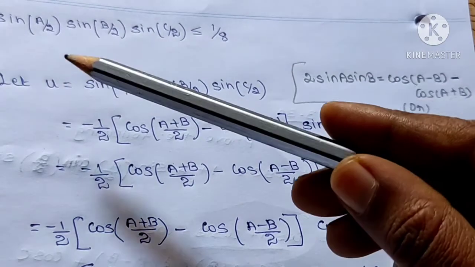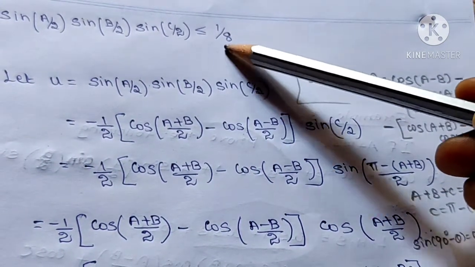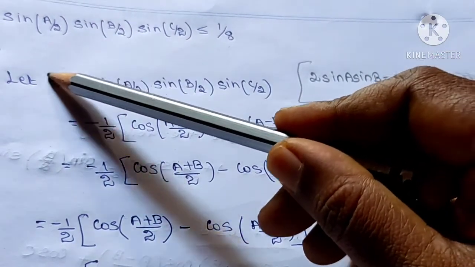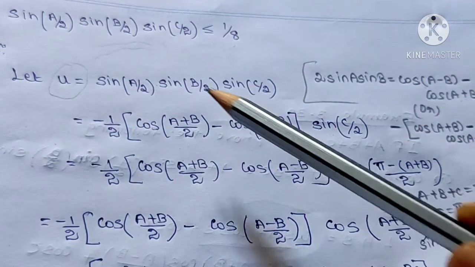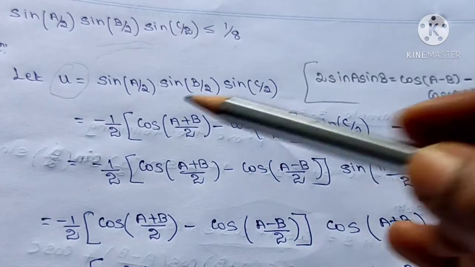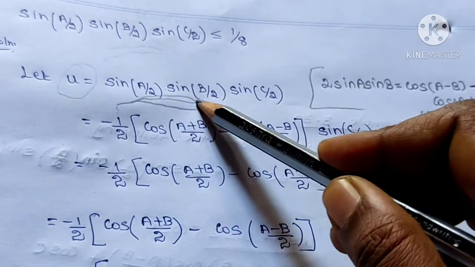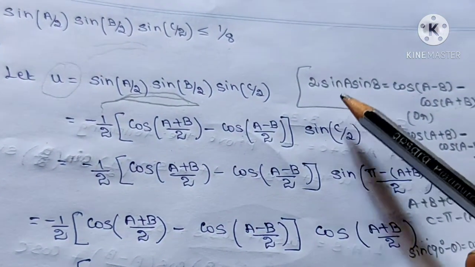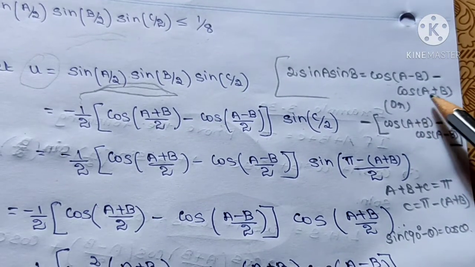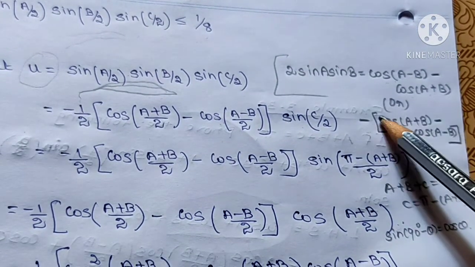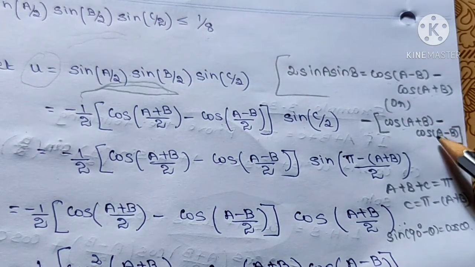Second part is sin a by 2 sin b by 2 sin c by 2 less than or equal to 1 by 2. Now you take u is equal to the left hand side value, sin a by 2, sin b by 2 and sin c by 2. Then for sin a by 2 and sin b by 2, we use one result and write the step. 2 sin a sin b is cos a minus b minus cos a plus b, or we take one negative term outside, we get cos a plus b minus cos a minus b.